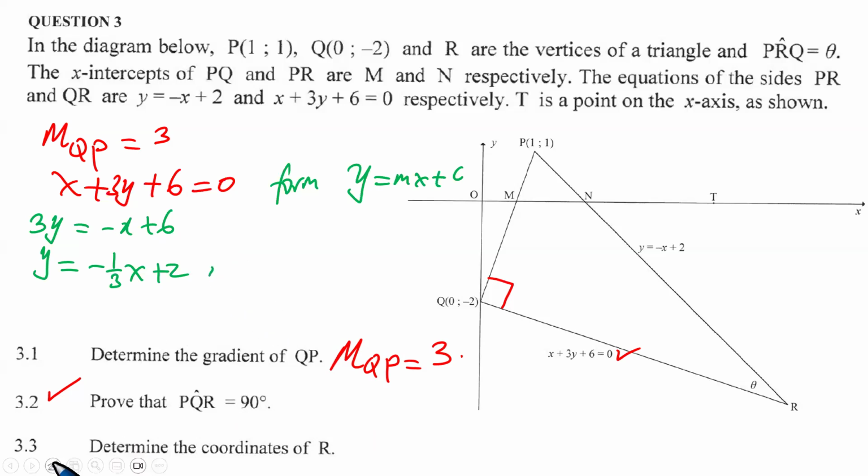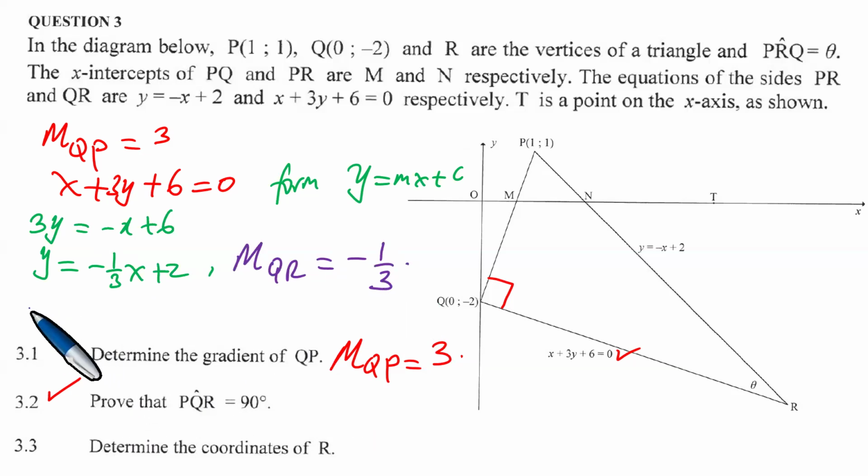Simultaneously, this actually gives us more information, it asserts to us that we have the gradient of the line here with the equation given. The gradient of the line QR. And the gradient of the line QR is what? Is minus 1/3.